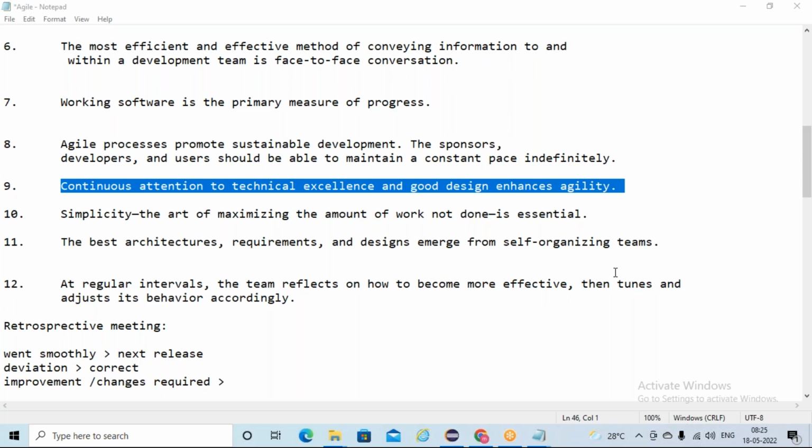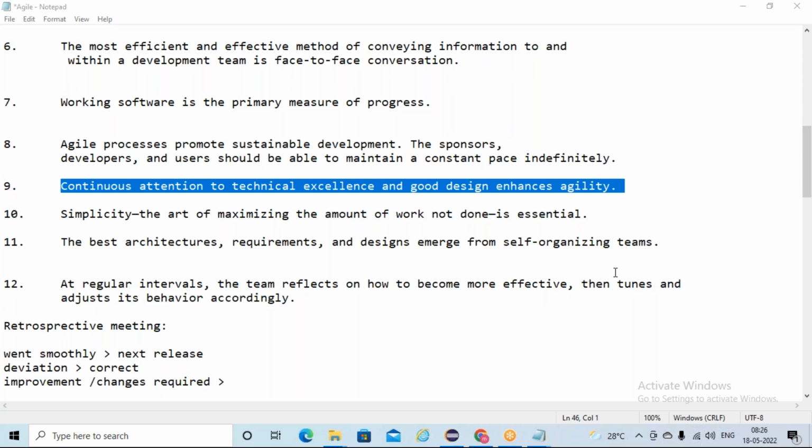Continuous attention to technical excellence and good design enhances agility. Yes, and not only that, in the development process, some are good at development, some are good at testing. Suppose in our team, a developer is there, a tester is there. Suppose only one person can develop that software, and other people can't. Suppose that person is not available, can another team member handle it or not? They should be able to handle it. That way it should go. If one team member is not available, the other team member should be able to handle the work.